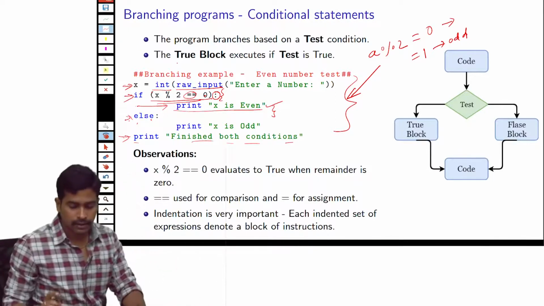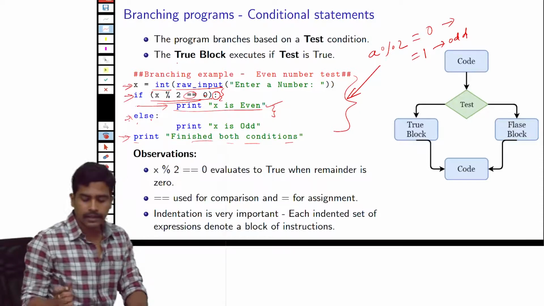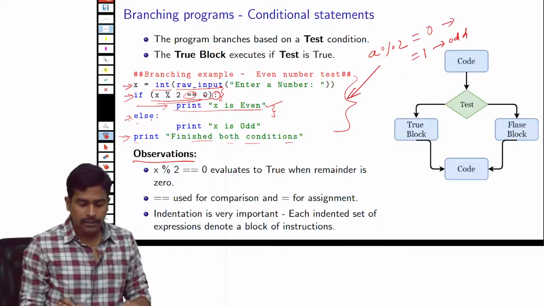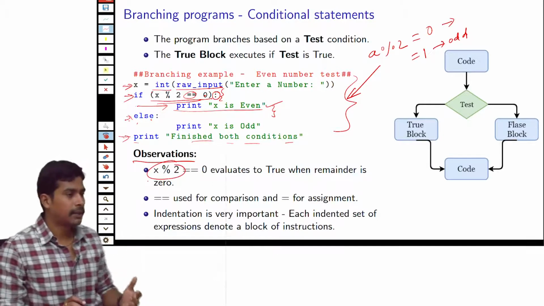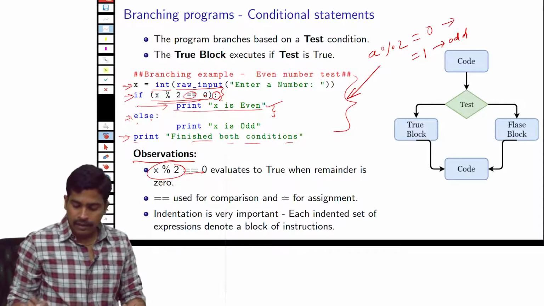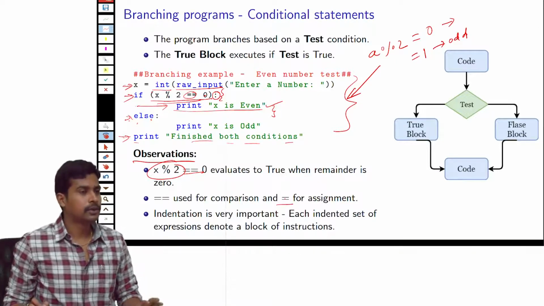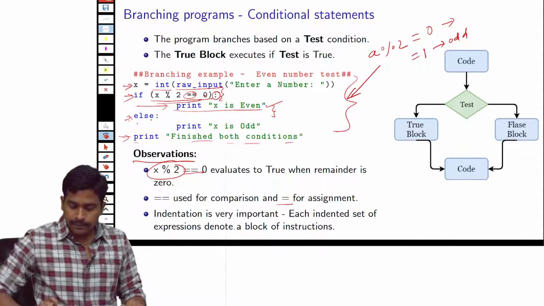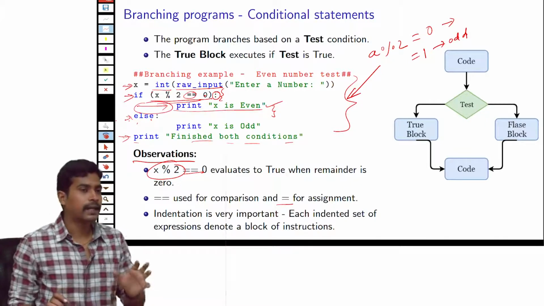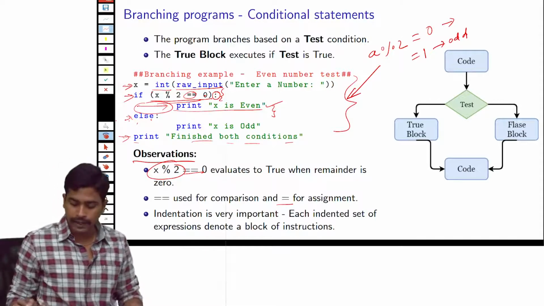Okay. So these are the observations that I want you to make at this point. The percent operation is used to calculate the remainder, the double equals is used for comparison, the single equals is used for assignment, and indentation is another important thing when you are writing if, else or for kind of statements.